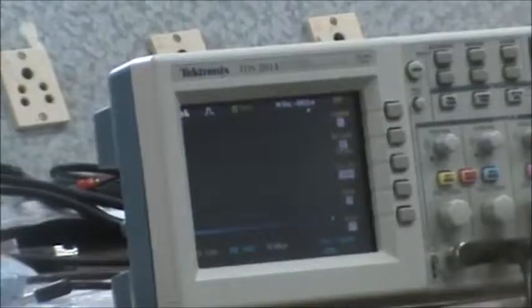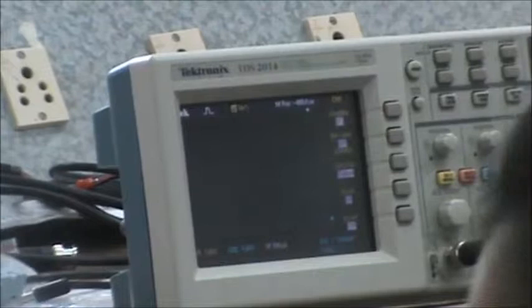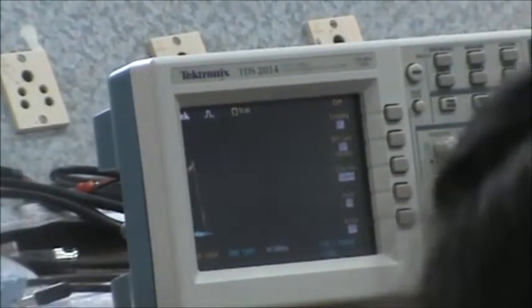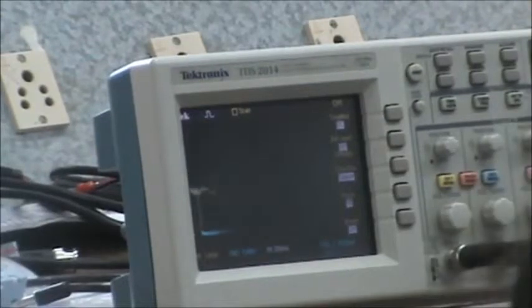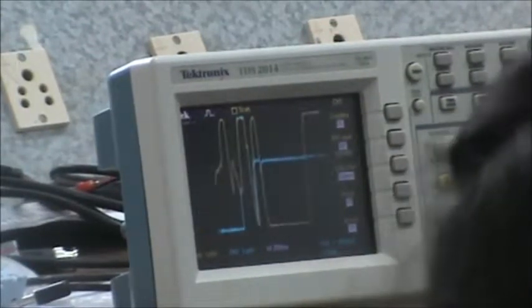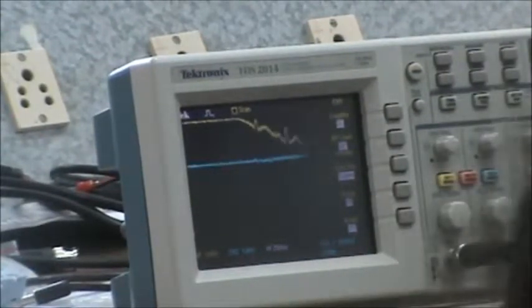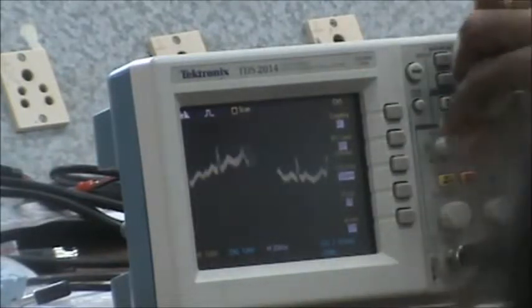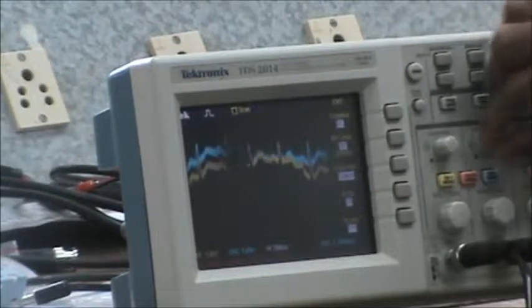And does your power supply include any EMI filters? Bring channel 2 down. Channel 2 down.